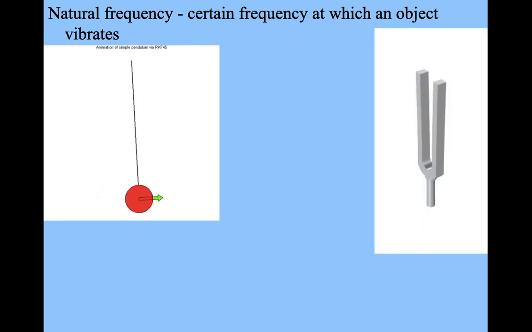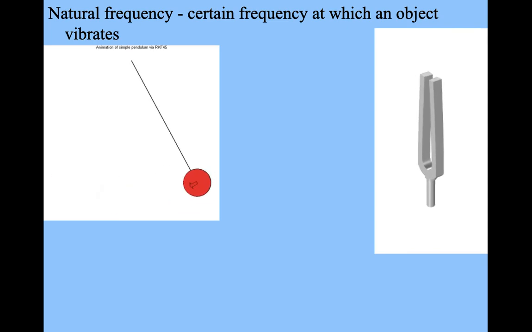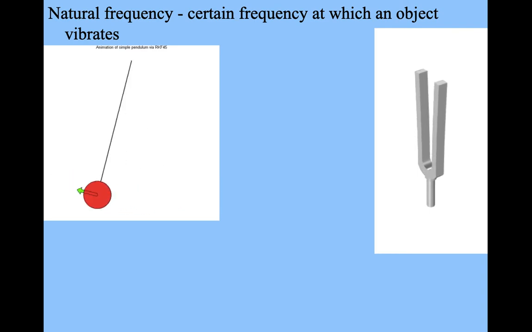Other things that might vibrate include a tuning fork. I'm not sure if you'll have the experience with real tuning forks this year, but when you hit a tuning fork, it vibrates back and forth, and tuning forks actually have the frequency printed on them. So it says it vibrates at 440 vibrations per second or 500 vibrations per second. The tuning fork tells you what the vibration is. The longer ones vibrate slower, the shorter ones vibrate faster.